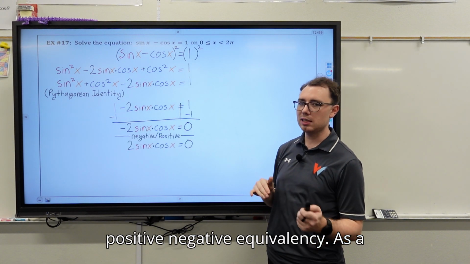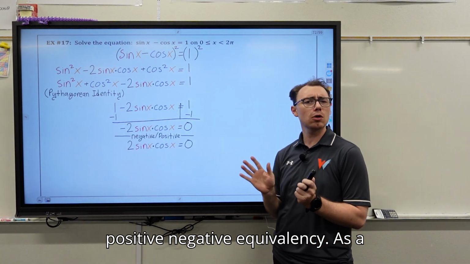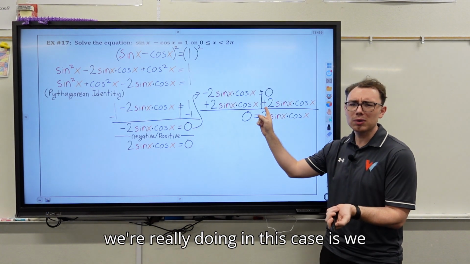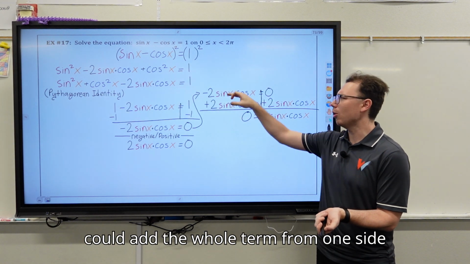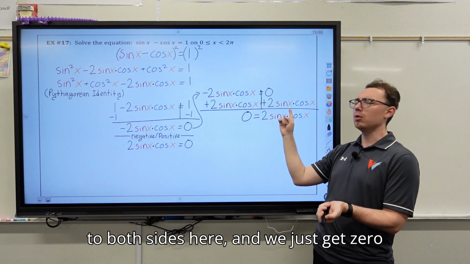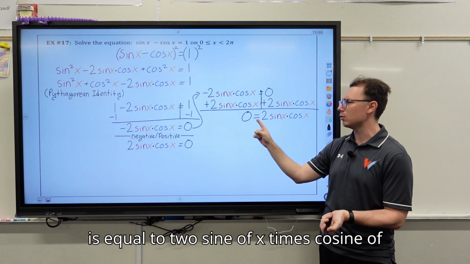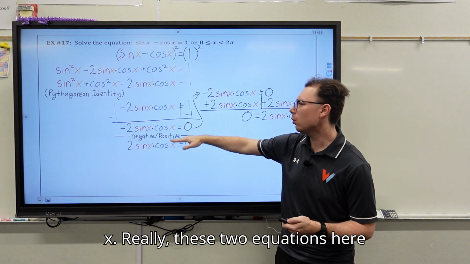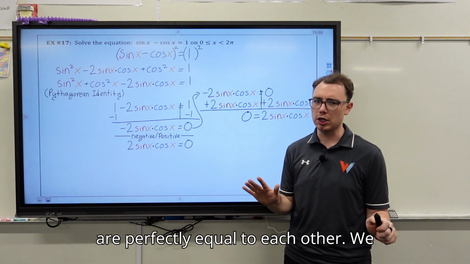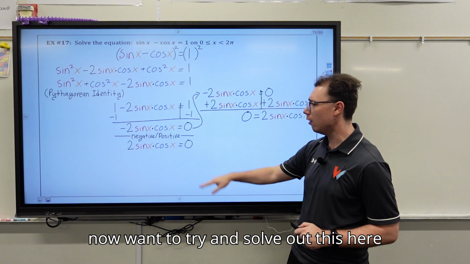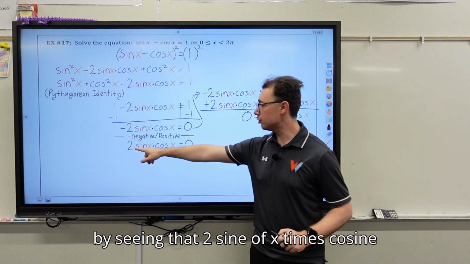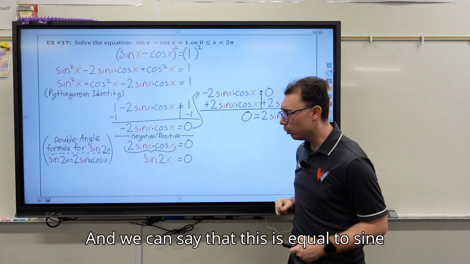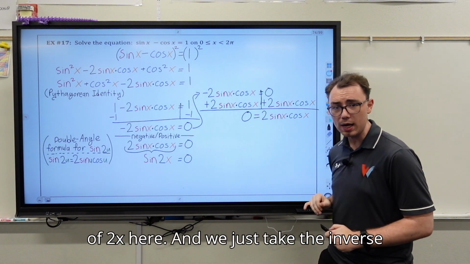Let's use that positive negative equivalency. As a rationalization for this, if we were to bring this out to the side here, all we're really doing in this case is we could add the whole term from one side to both sides here, and we just get 0 is equal to 2 sine of x times cosine of x. Really, these two equations here are perfectly equal to each other. We now want to try and solve out this here by seeing that 2 sine of x times cosine of x is just that double angle theorem. And we can say that this is equal to sine of 2x here.